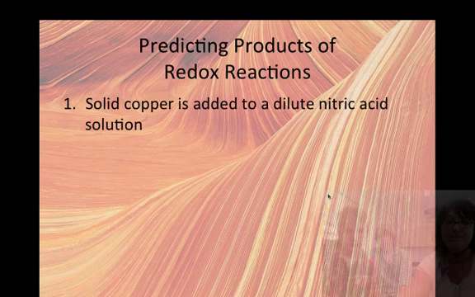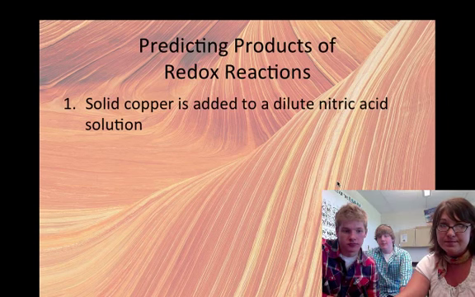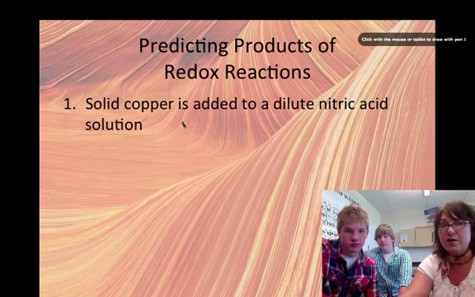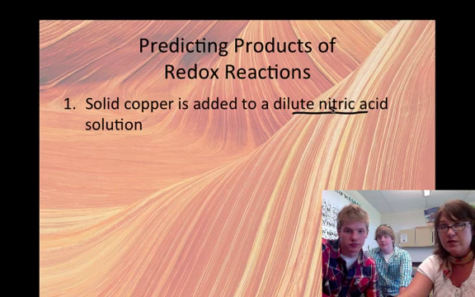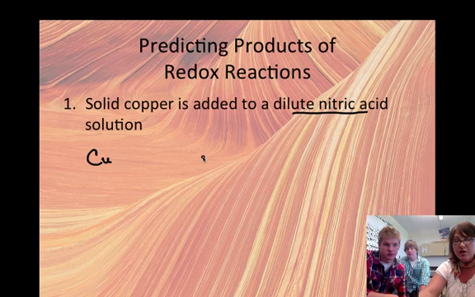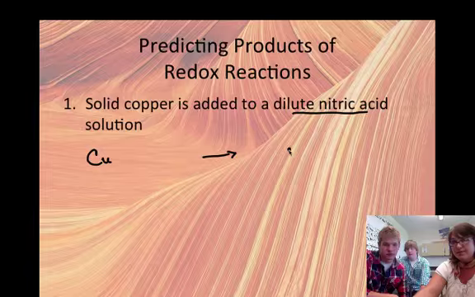All right, here's one that we can understand what happened here because we did this reaction in class. Solid copper is added to dilute nitric acid solution. Nope, I lied. We used concentrated nitric acid. This was the first step in your copper series of copper reactions that you did last year in general chemistry, only we used concentrated. So we have copper is going to turn into something.